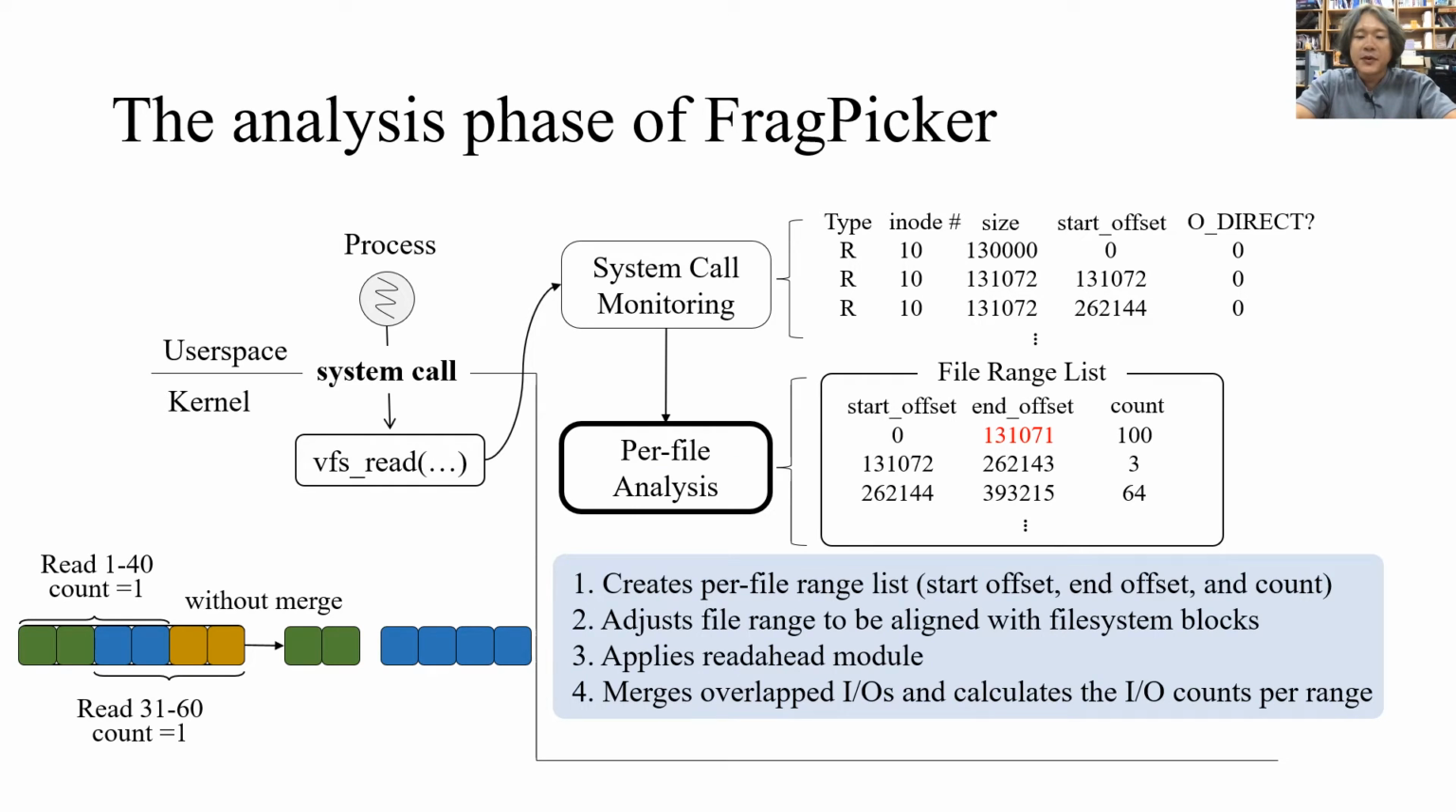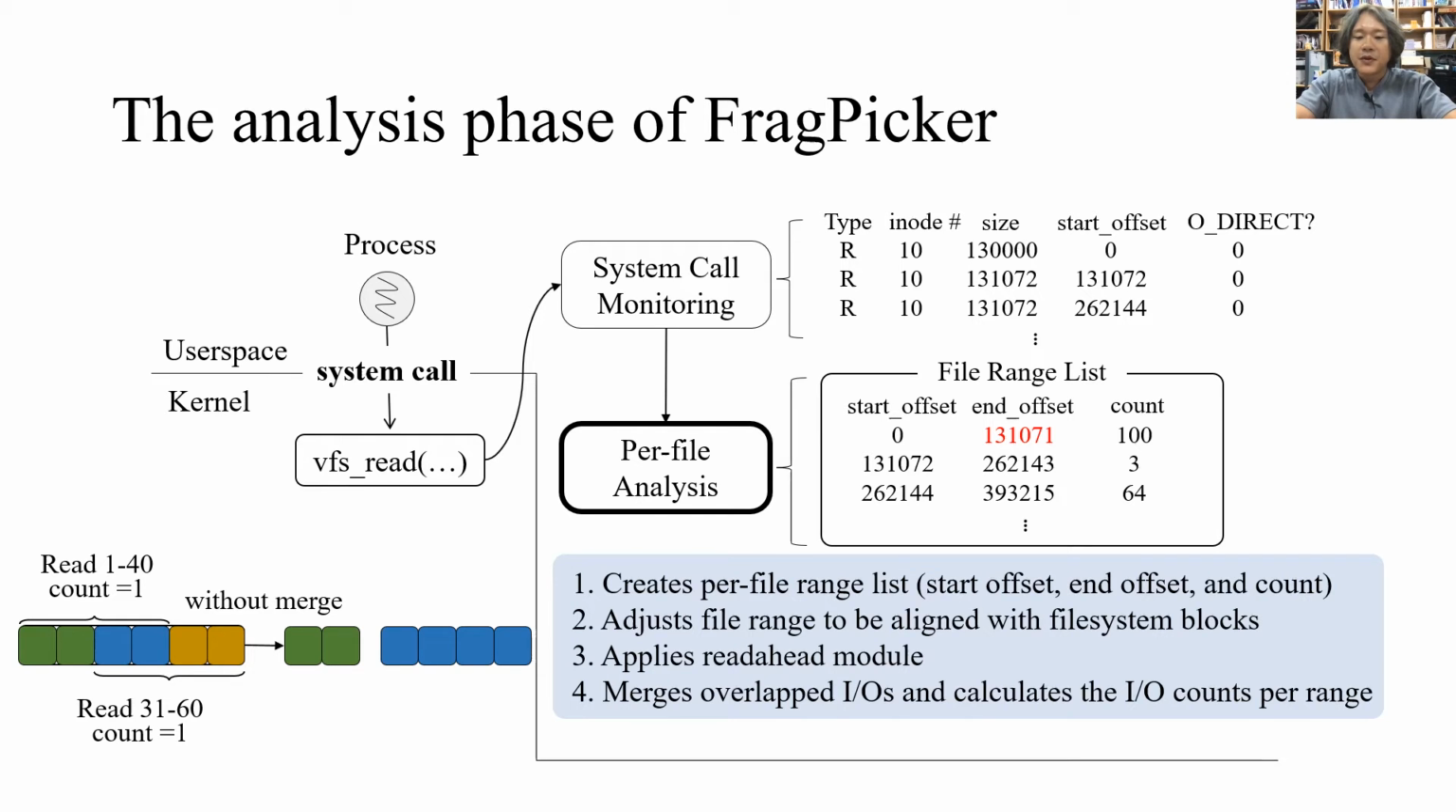Afterwards, FragPicker performs per-file analysis. In this process, it creates a per-file range list, which includes the start offset, end offset, and the I/O count for each range. And then, it adjusts the file range to be aligned with file system blocks. It's because later, FragPicker performs deallocation of file system blocks, and the current implementation of deallocation removes any data that are not aligned with file system blocks.